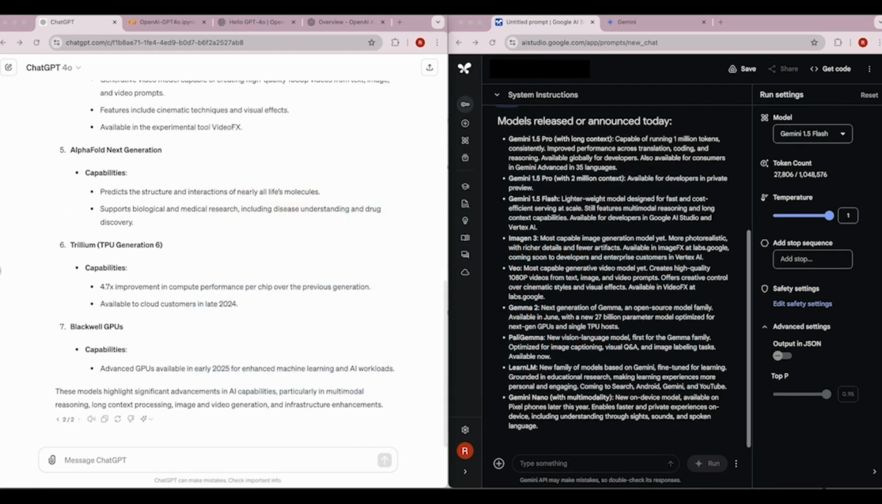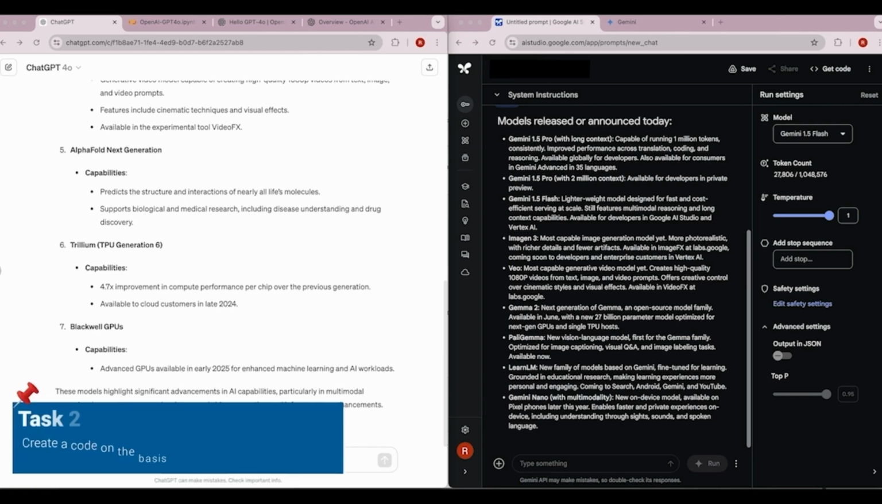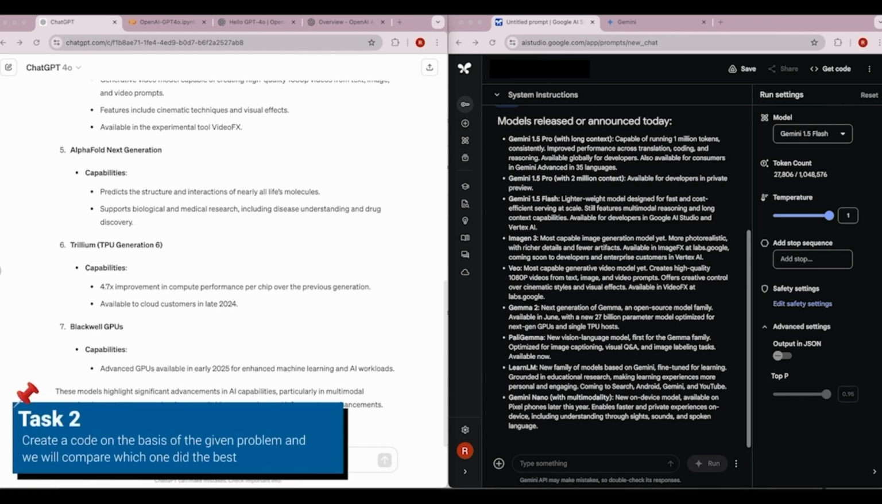Our next challenge is we're gonna ask both the models to generate a code and compare what kind of code is being generated by this model.